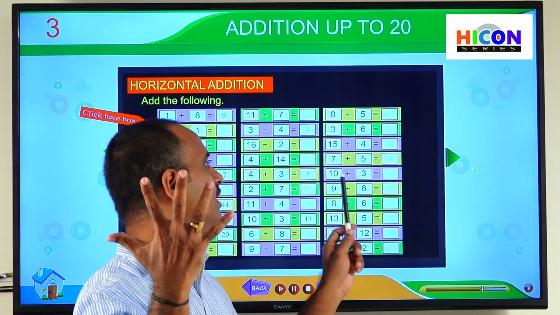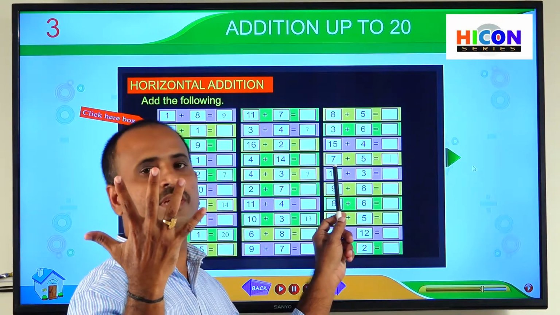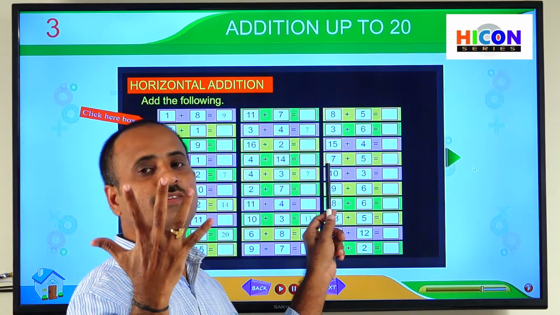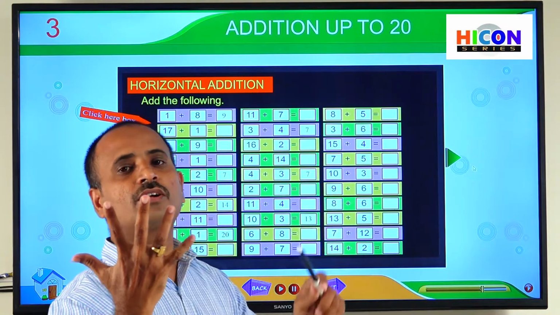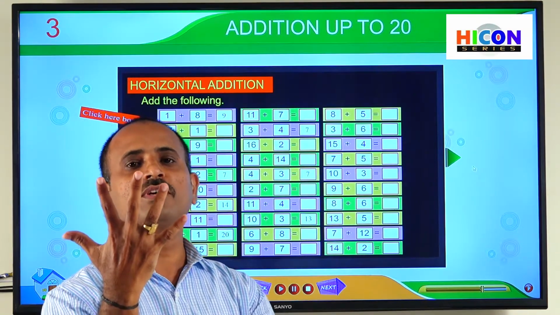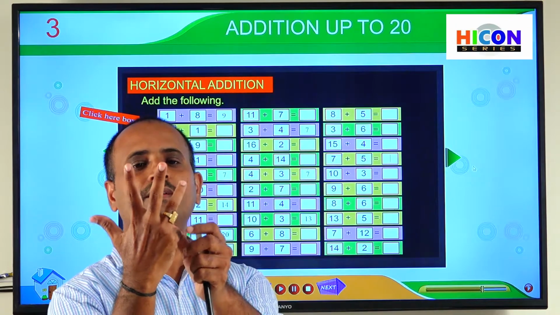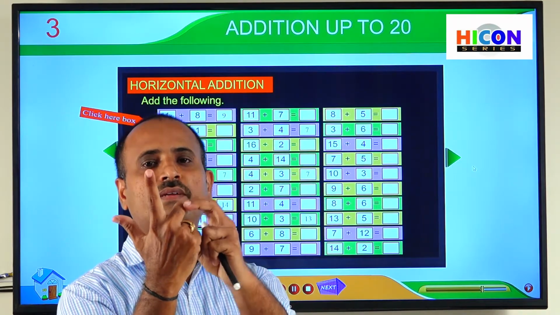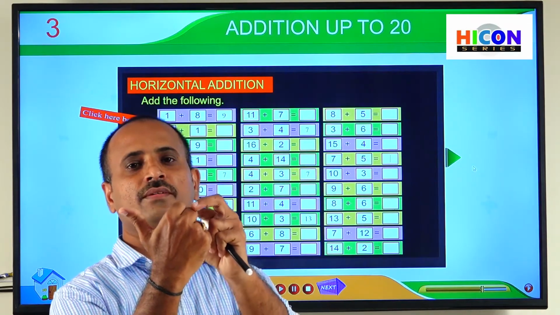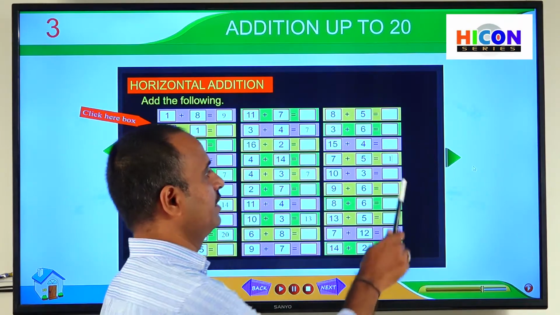Now start counting from the first number. So what is the first number here? 7. So after 7 you will get 8. So start counting from 8 and close the 5 fingers. So 8, 9, 10, 11, 12. So write the 12 here.